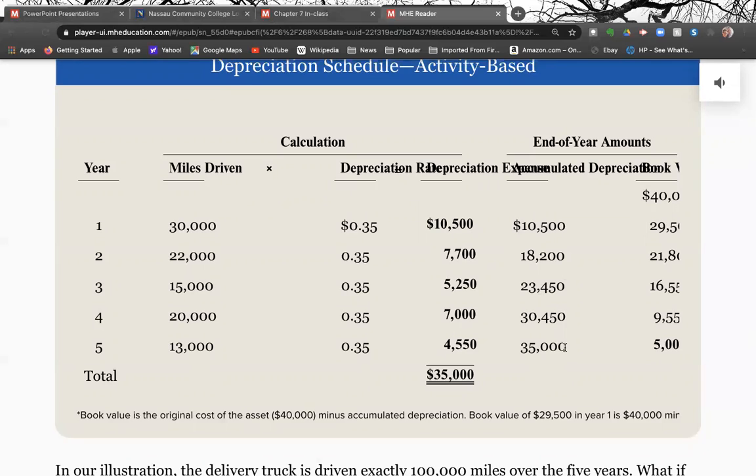And by that I mean, the most you can depreciate, regardless of which method you use, is the original cost minus the salvage value.